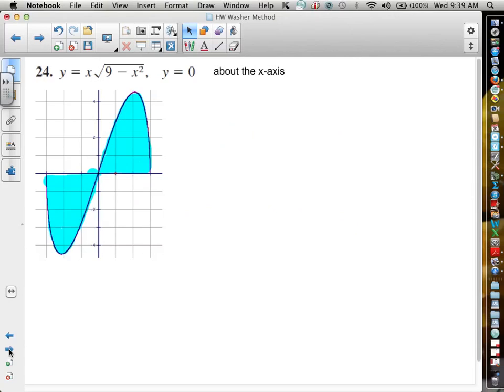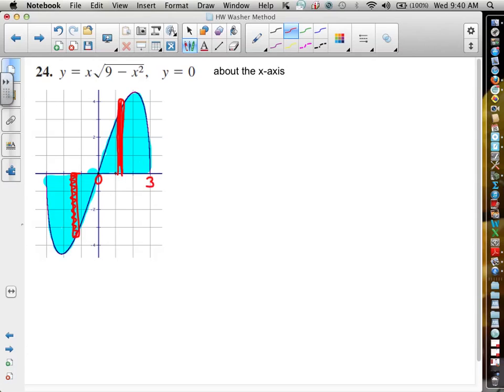All right, 24, you had 2 regions for this one. But what we can do, you have symmetry, so I could either do this in 2 pieces, or we can just do it in 1 piece and double my answer, which is what I'm going to do. So I could integrate this from 0 to 3, and then just double it. So 2 pi from 0 to 3.